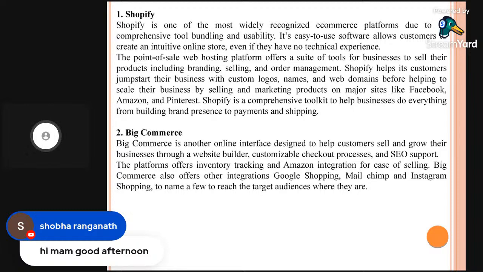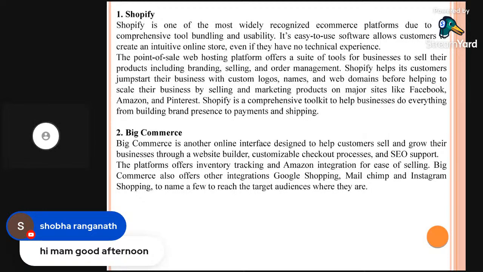Then the next one is BigCommerce. It is another online interface designed to help customers sell and grow their business through website builders. It has customizable checkout processes. The platform offers inventory tracking and Amazon integration for ease of selling. BigCommerce also offers integration with Google Shopping, Mailchimp, and Instagram Shopping, enabling you to reach your target audience where they are.